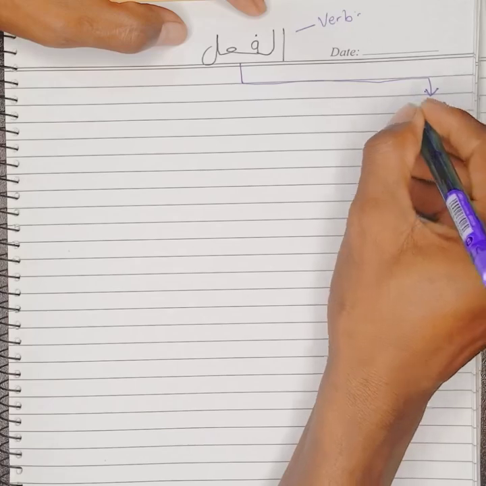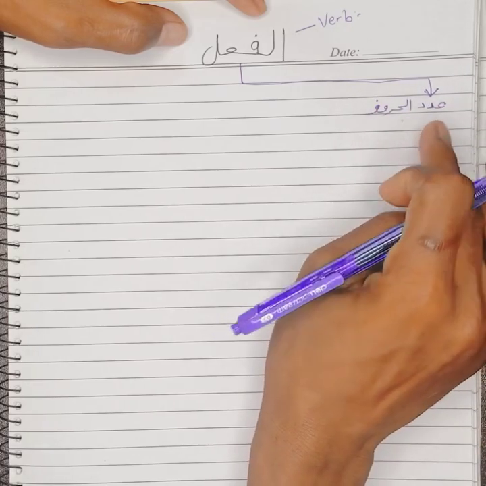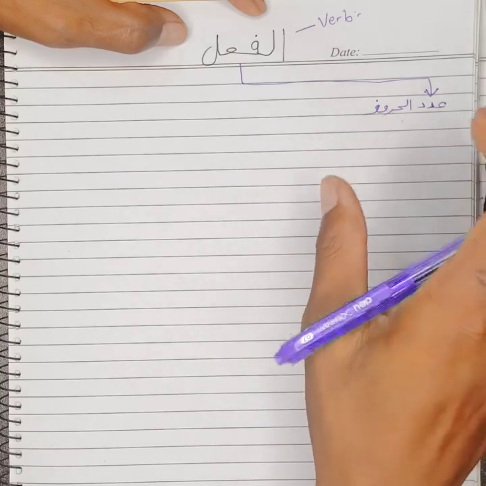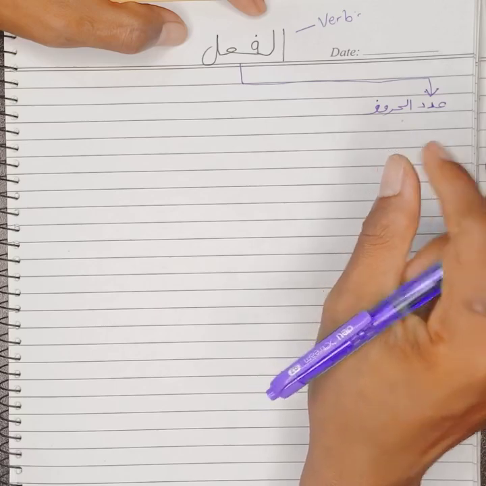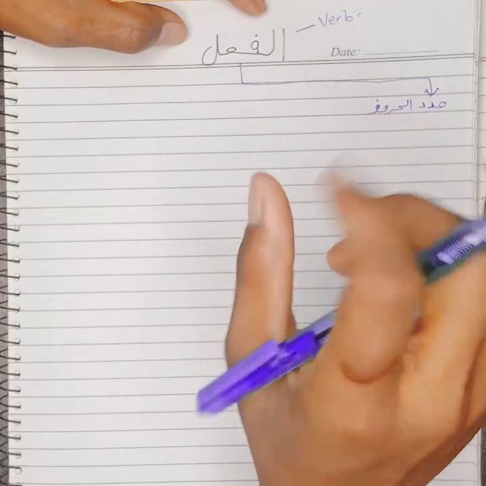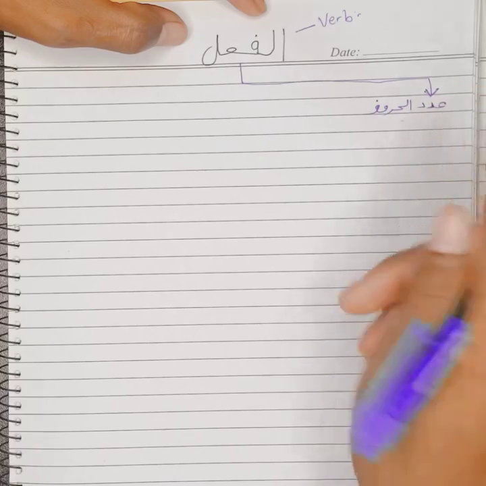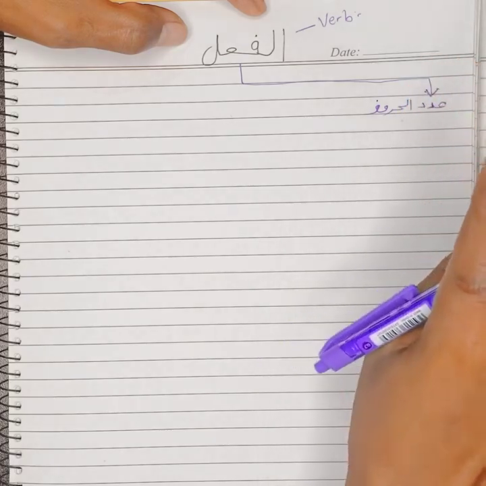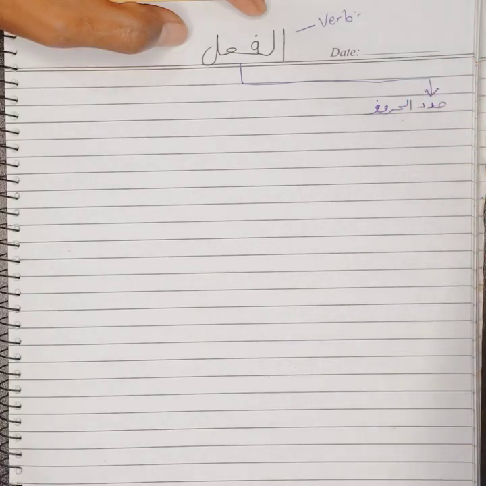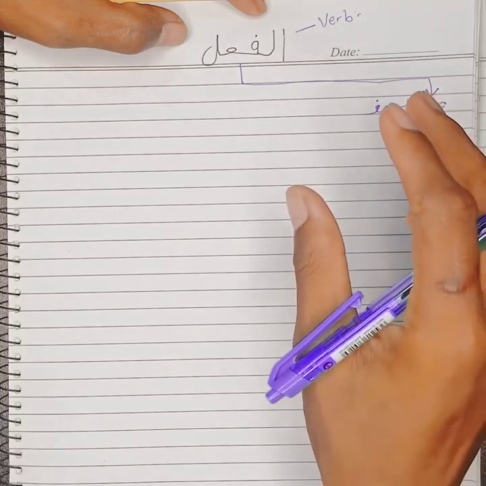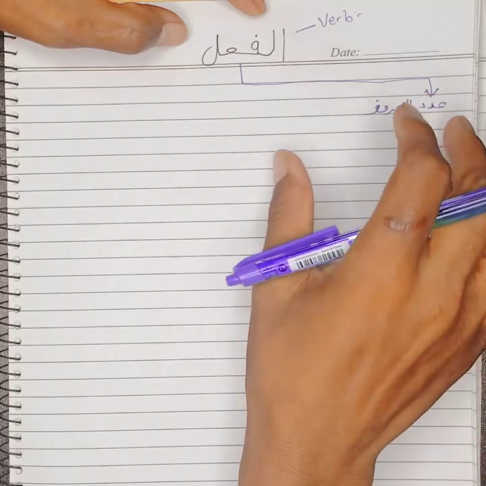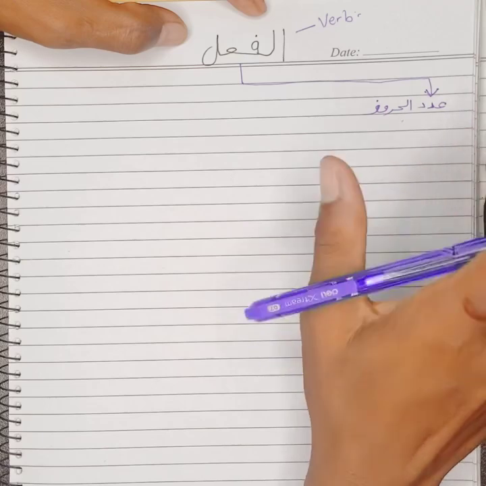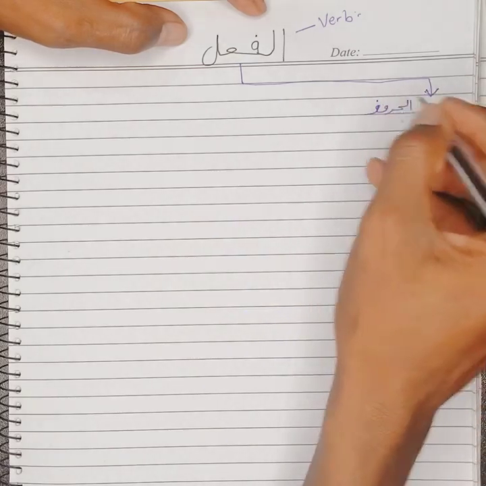Adadu huruf means the amount of letters, meaning we are dividing the Arabic verb based on the amount of letters that make up that verb. For example, in English, when we say go, we use two letters, G-O. That verb is made up of two letters. Similarly, in Arabic, the amount of letters that make up the verb is very important. We are going to divide it into four categories, based on the amount of letters.